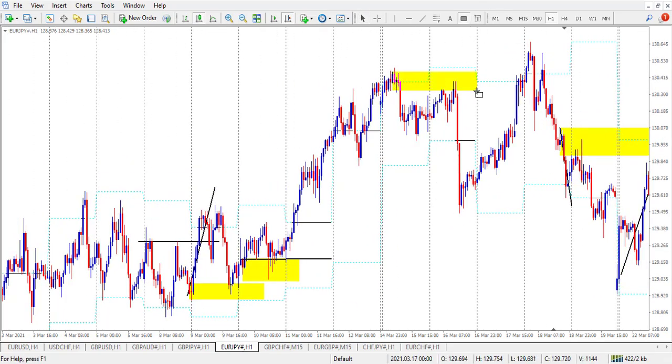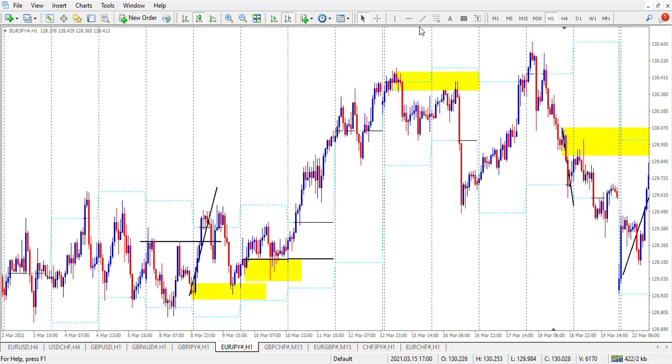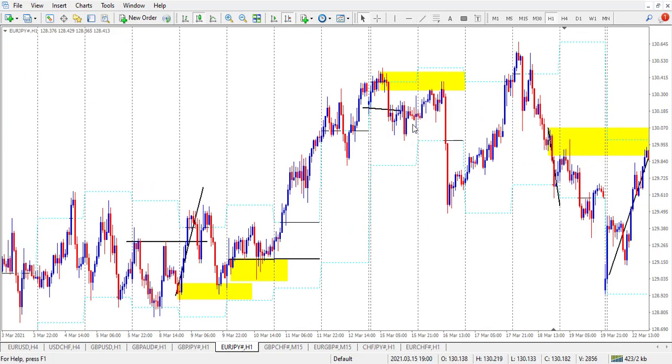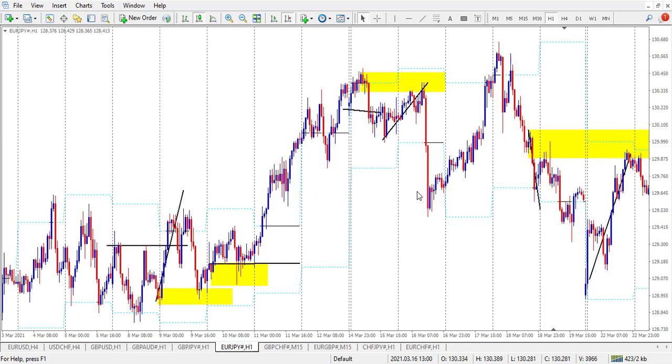So you're just looking for these zones, and this is an aggressive move which broke market structure. So we are looking for this retracement back into the zone, then collecting or activating your order, and you are looking for an aggressive move down. So this is what you are doing, guys.